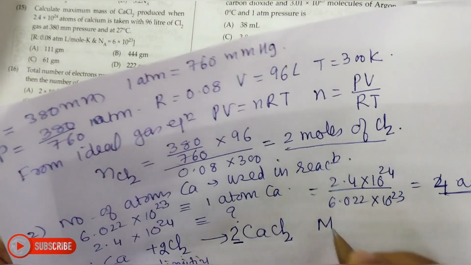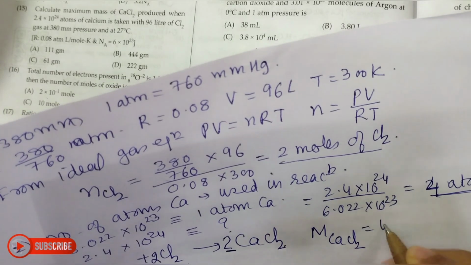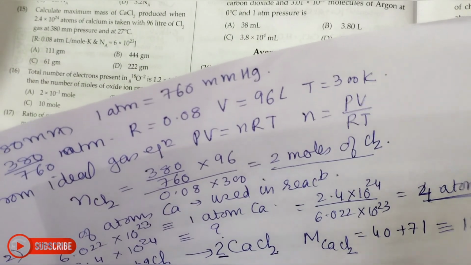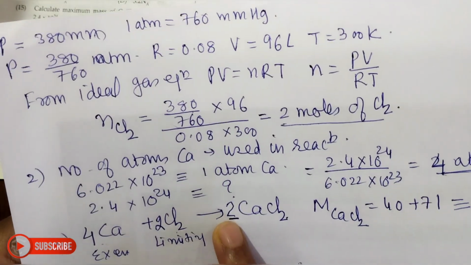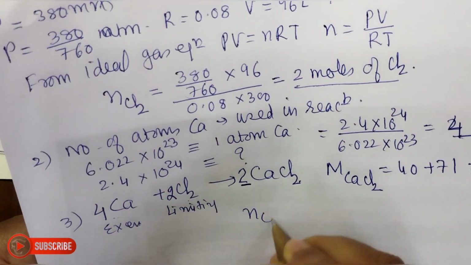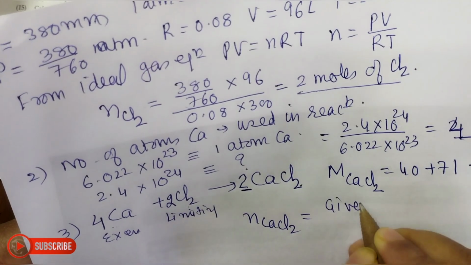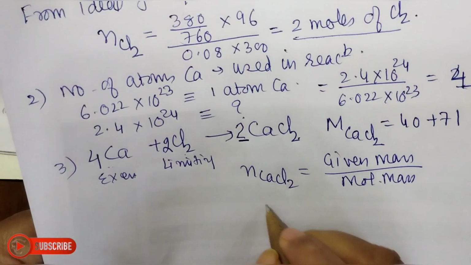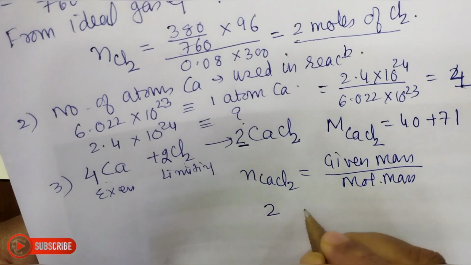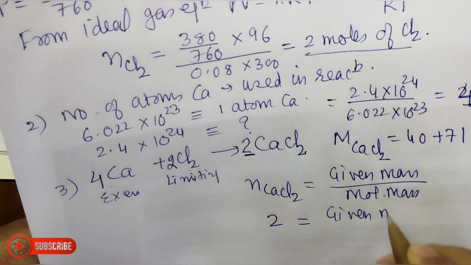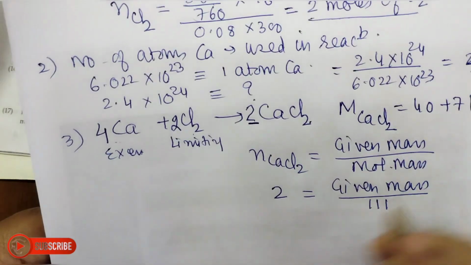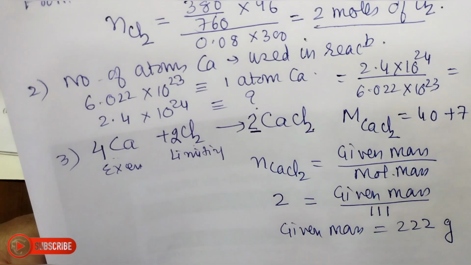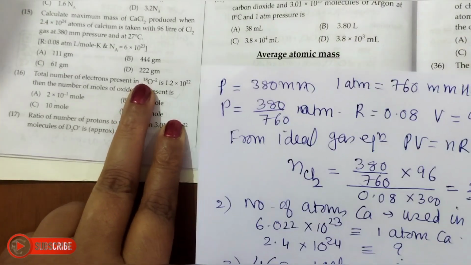Now let us calculate the molar mass of calcium chloride. So it will be 40 plus 71. So this total comes out to be 111 gram. I got the molar mass. I know the number of moles, so I can calculate the given mass. So moles of calcium chloride is equal to given mass divided by molar mass of calcium chloride. How many moles, student? From the calculation we have 2. So that is equal to given mass divided by the molar mass, that is 111. So your answer for the mass will be 222 gram. So according to this, your answer will be the fourth option.